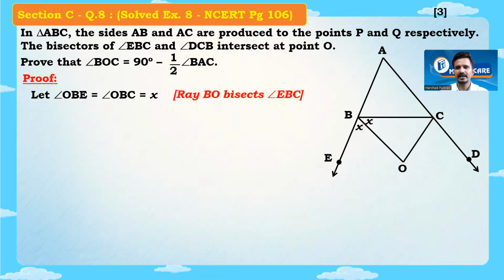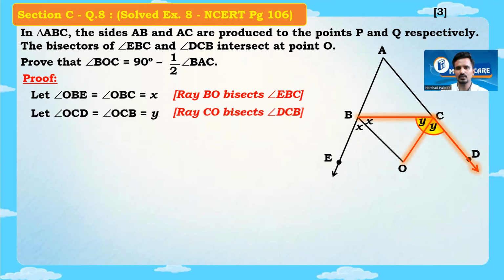Same way, we know that CO is the bisector of angle BCD as well. So for that, we will get angle BCO equal to angle OCD, equal to y. The reason is CO is the bisector of angle DCB. Whenever we see an angle bisector, we assume the equal angles to be x, x, and the other pair we assume y, y. But the question is, we have to prove angle BOC is equal to 90 minus half of BAC.